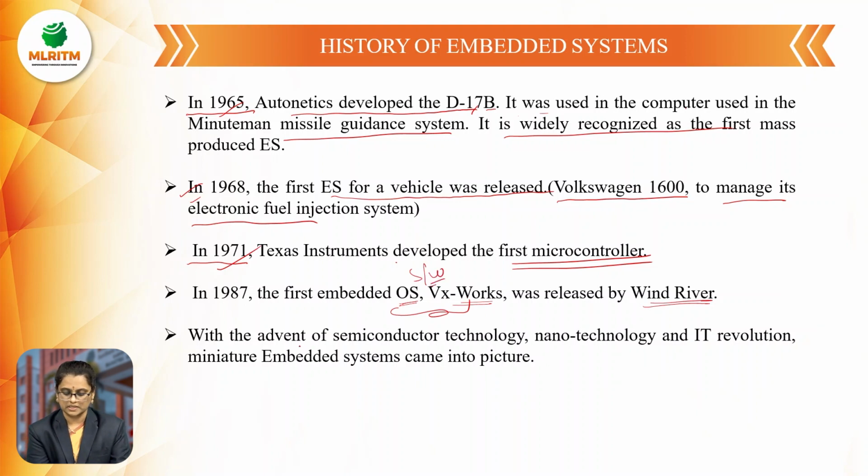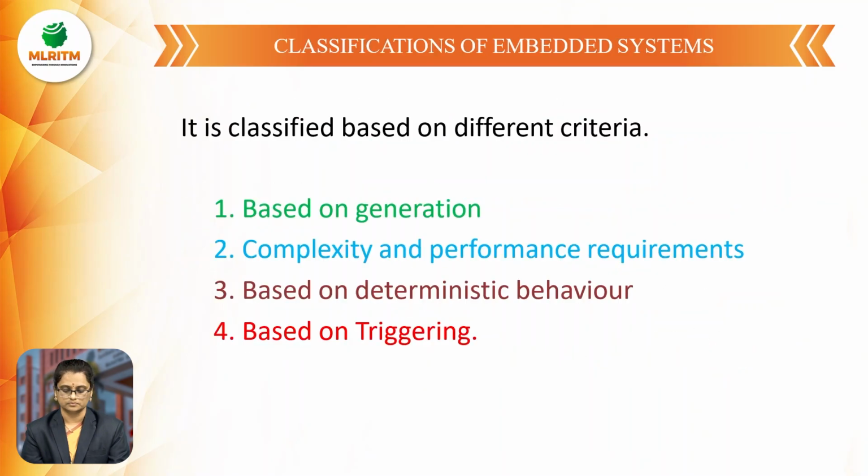Then with the advent of semiconductor technology, nanotechnology and the IT revolution, miniature embedded systems came into the picture. After semiconductor technology came 1G, 2G, 3G, 4G. Now we are in 5G technology. So this is about the history of embedded systems.